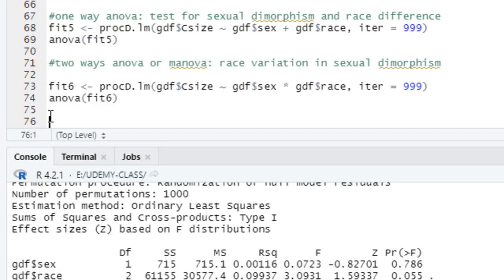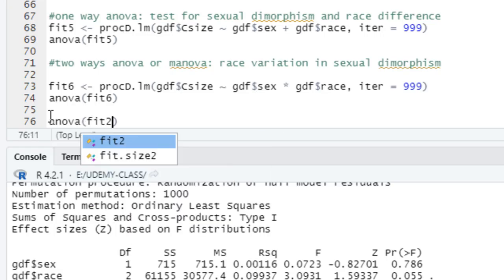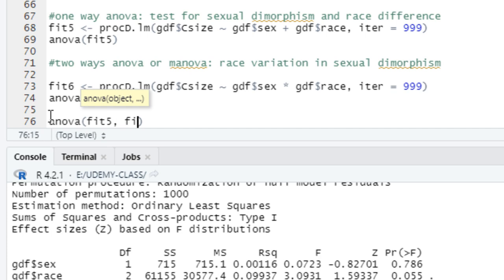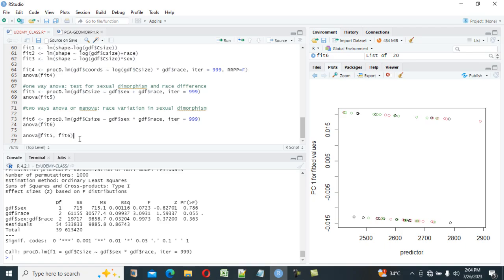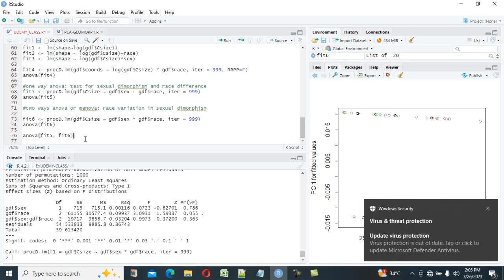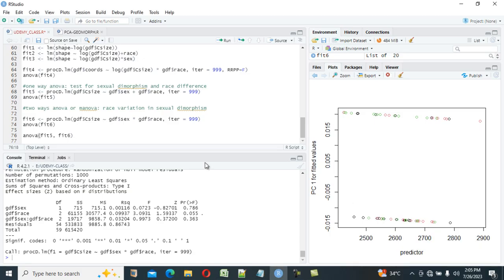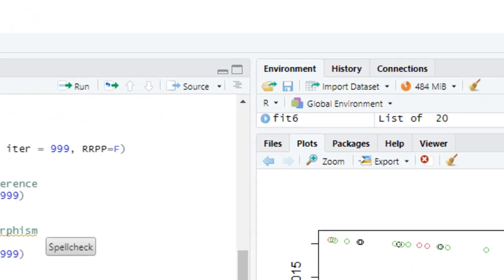Let's combine and see ANOVA. Let's just try this: ANOVA fit 5, fit 6. So let's combine them together. We're trying to look at a multivariate analysis now. Let's try and see if we combine two of them together, run, and see what we get. All right, so we are looking at this result now. Look at what we get here.